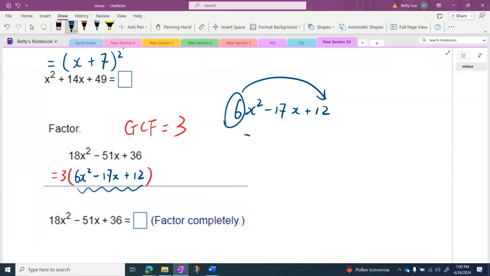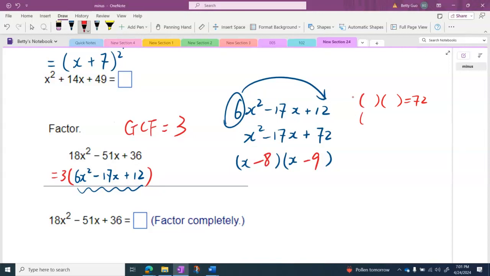Slide. Twelve times 6. Shortcut. When you are very familiar with those numbers, you can get it done very fast. Let me explain why we have that. So shortcut method, we need to find the two integers that multiply to 72 and add up to negative 17. They have to be both negative in order for this to happen.